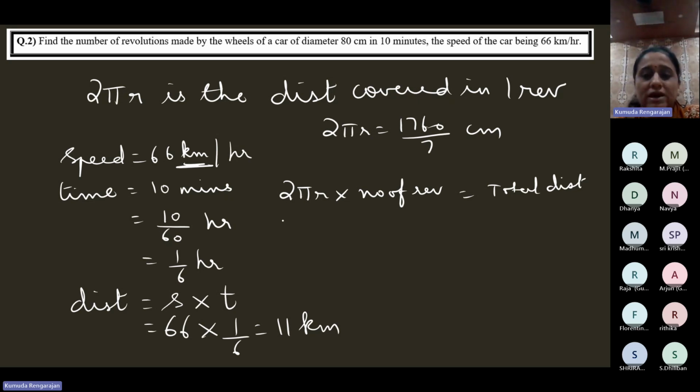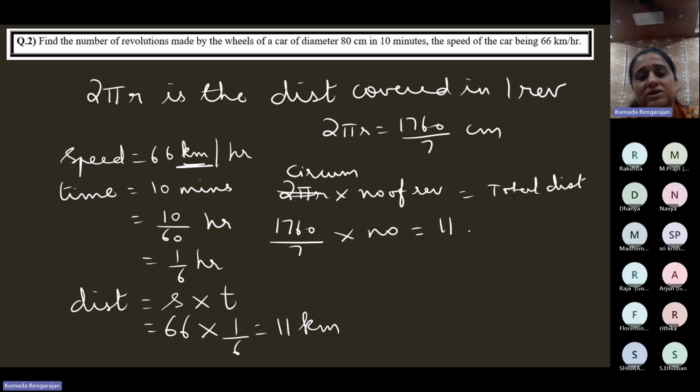So what's the answer for 2 pi r? 1760 by 7. See, you should write circumference. I've just written 2 pi r to understand. Okay, so 1760 by 7, this in centimeter, children, into the number of revolutions is equal to the total distance, 11 kilometers.